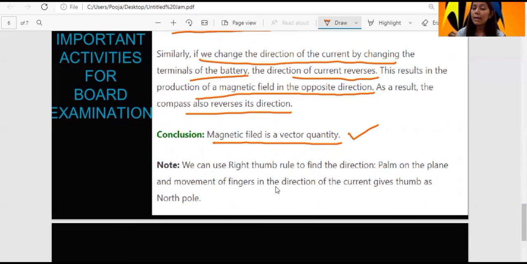The right hand thumb rule says: hold a conductor in your right hand such that the thumb represents the direction of current, and the curl of the fingers shows the direction of the magnetic field lines. So the thumb shows the direction of current, and the curl of the fingers shows the direction of the magnetic field lines. It means when the current is moving in the upward direction, the magnetic field lines lie in the anti-clockwise direction.